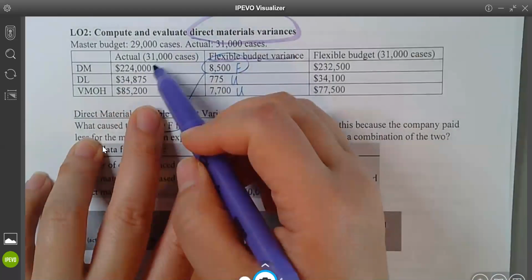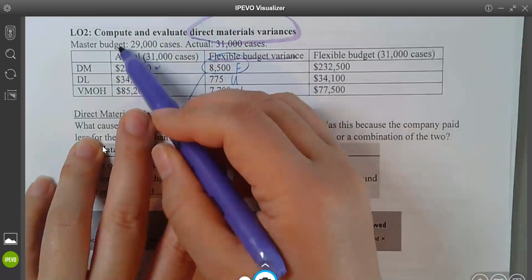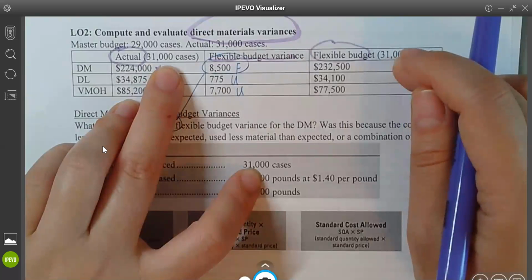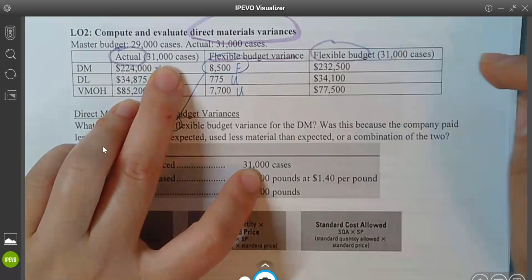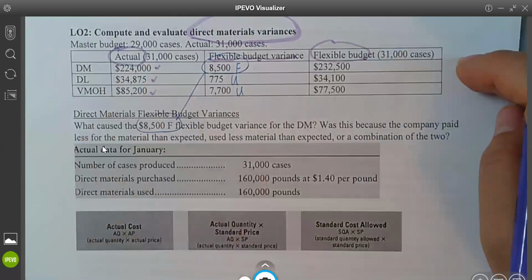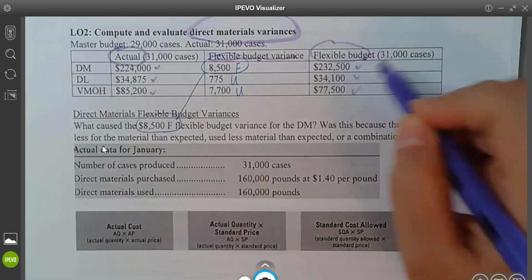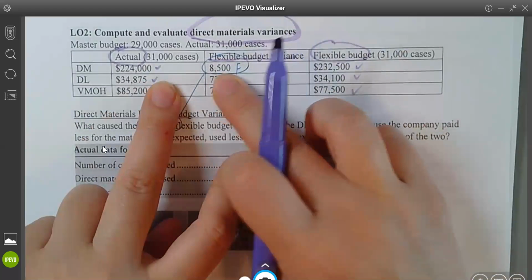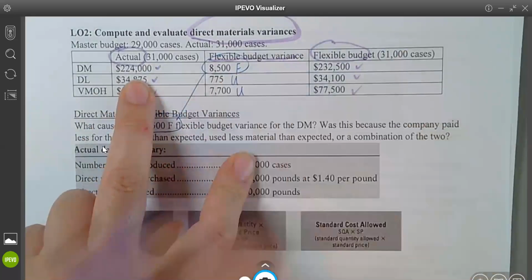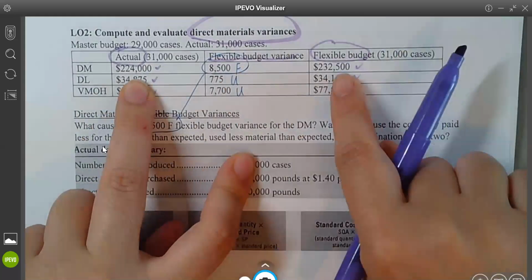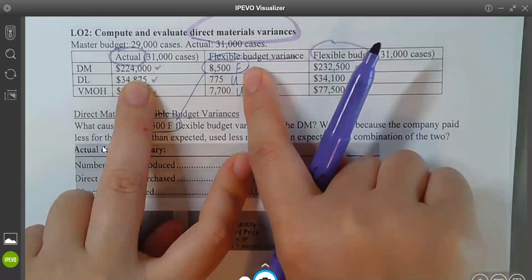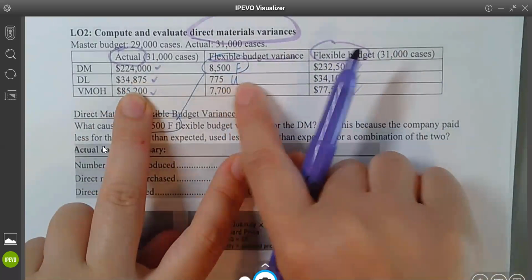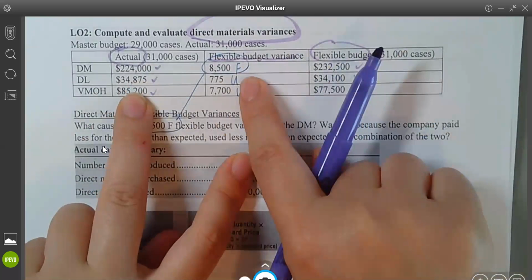Direct material, we said, will be this. This is the actual. For the flexible budget, we use the actual amount, right? We use the actual amount times the master budget price. But overall, you got all these numbers, and the difference will be 8,500. Direct material actually is lower than the flexible budget, so that's a good thing, that's favorable. Direct labor is $775 more than the flexible budget, so that's unfavorable.